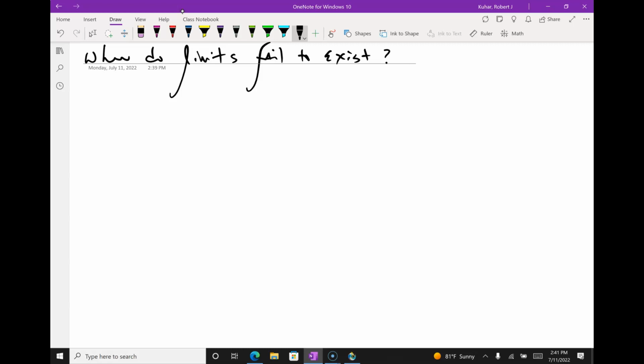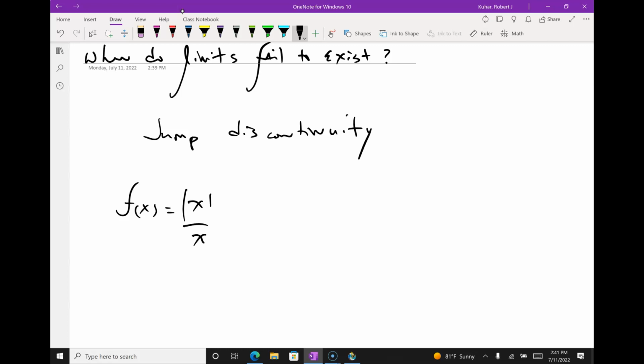Cannot tell. I'll show you a Google limit if we have time, but so when do limits fail to exist? We have a jump discontinuity. So we saw that with f of x is the absolute value of x over x, right? And that particular one had a height of -1 to the left and a height of +1 to the right.